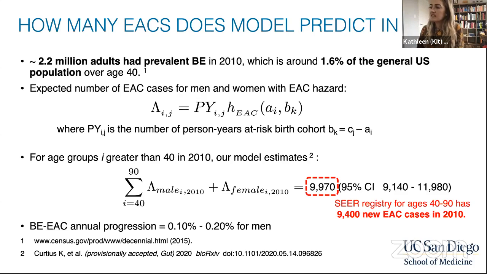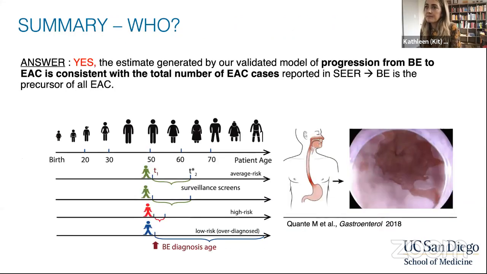And so when you just take the SEER data raw and not just look at the Nature review, we computed this analogous estimate and got 9,400 new cases from the SEER data directly in 2010. So this seemed to be that the model then predicts the total number of cases to be exactly what we expect. So the answer to our question was yes. This means that the progression from BE to EAC is consistent with the total number of EAC cases reported, so that the Barrett's precursor must be responsible for the majority of EACs diagnosed in the population.